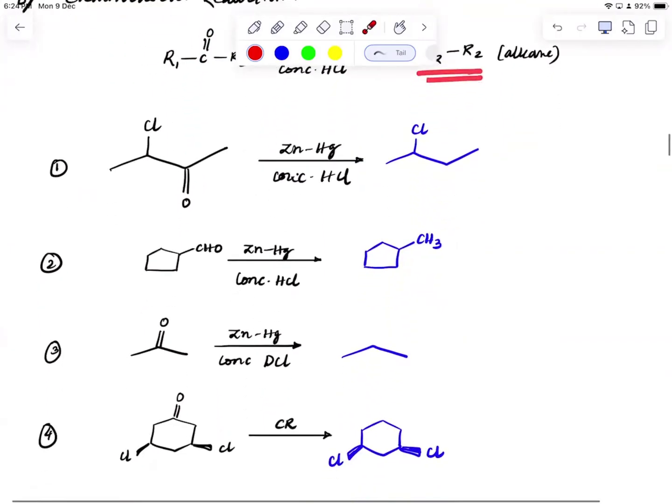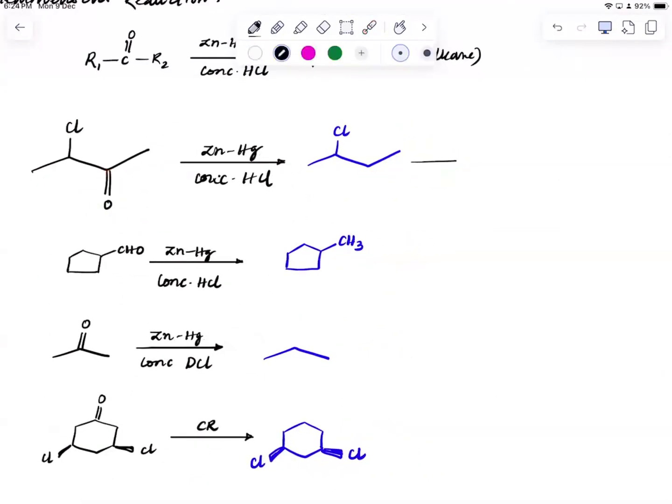Now, if you already have a chlorine present here and a double bond O here, this will get reduced. Chances are this chlorine will also get reduced, because zinc and mercury, if you give it in excess in the presence of HCl, will create nascent hydrogen. And that nascent hydrogen can also give you alkene. So it depends upon whether you're giving excess or not. If excess is not given, you'll stop it here only. If excess is given, you'll go up to alkanes.